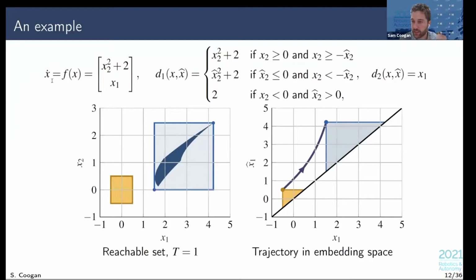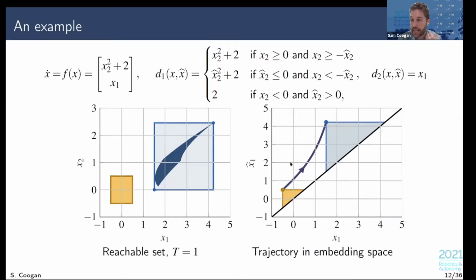Here's a particular vector field that actually generated the figures on the very first slide. You can compute a decomposition function for this system. You can verify that this particular decomposition function satisfies the properties that we needed on the original slide, and it's also a continuous decomposition function. And so if we consider a set of initial conditions, say here in orange, and we computed the actual reachable sets for this system, we would get this dark blue region over here. If we computed a trajectory of the embedding space for this system, we would obtain an overapproximation given by this outer bounding lightly shaded blue region here.